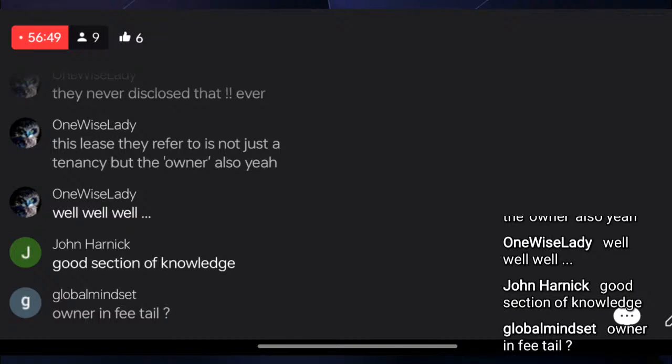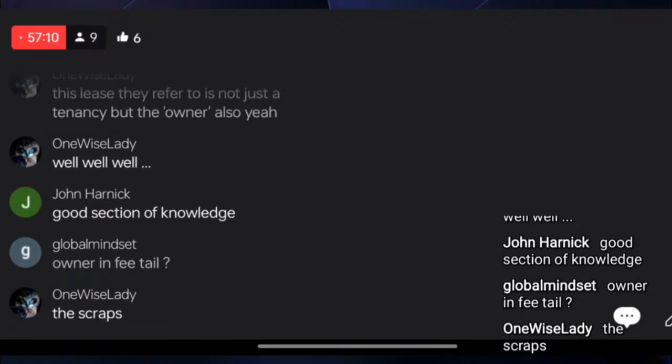So the bank, the mortgage company and all that, they're considered the owner in fee tail, which is why they put you owner in fee simple. But you don't just want to be owner in fee simple and lose the ownership entail of the estate. Yeah, fee tail is the scraps. So that's what that's talking about.